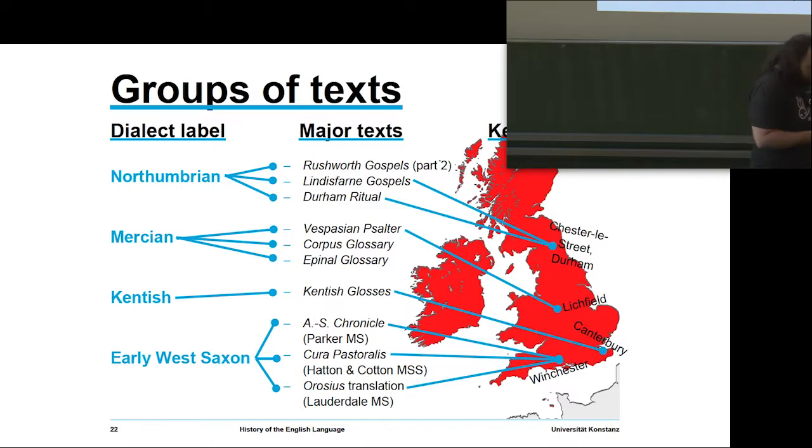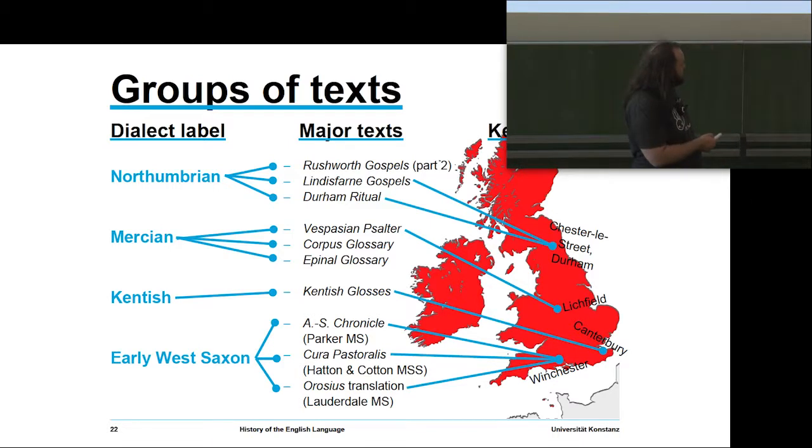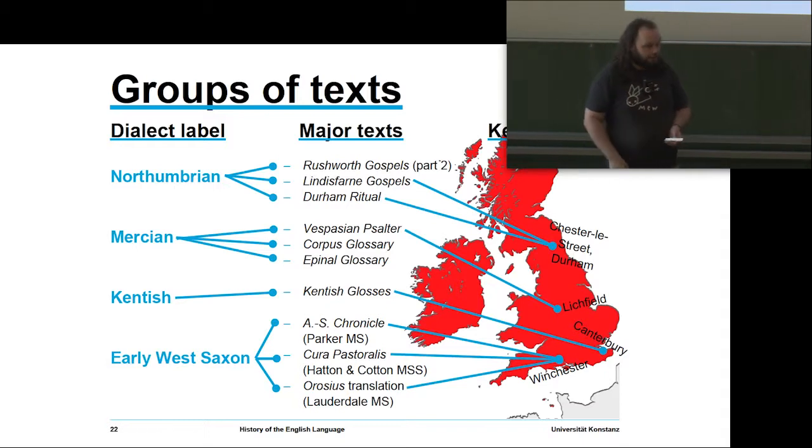The Kentish glosses, we happen to know that these were produced in Canterbury, down here. So again, we know where they're from, and we know where similar texts are from. And then early West Saxon, we know that those were from the Winchester area. Some of these texts we can locate quite precisely, others much less so.